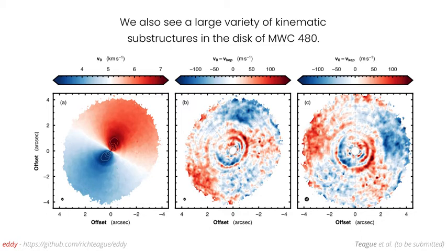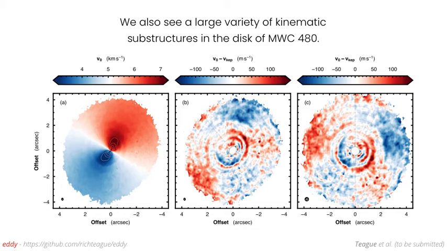You can see that here, the residuals are dominated by this large ring at around 1.5 arcseconds, but you do see concentric rings of velocity perturbations at larger radii and inwards. So this is a really complex structure compared to HD 163296, which seemed to have very localized spirals. MWC 480 seems to have something that's influencing the entire surface of the disk.